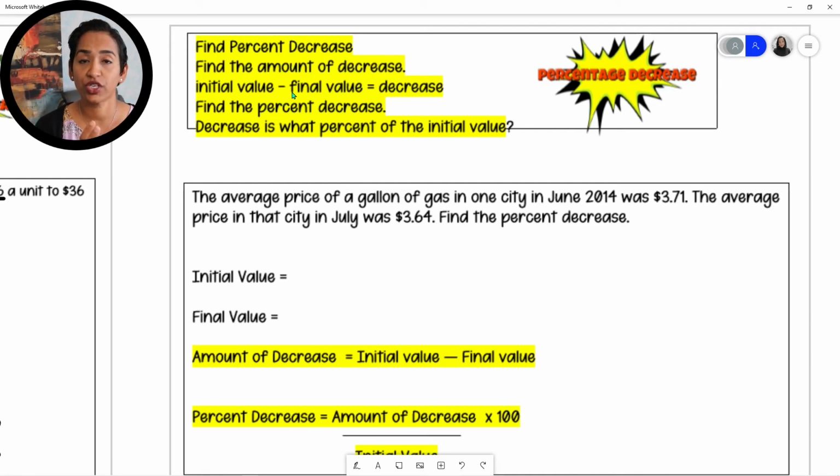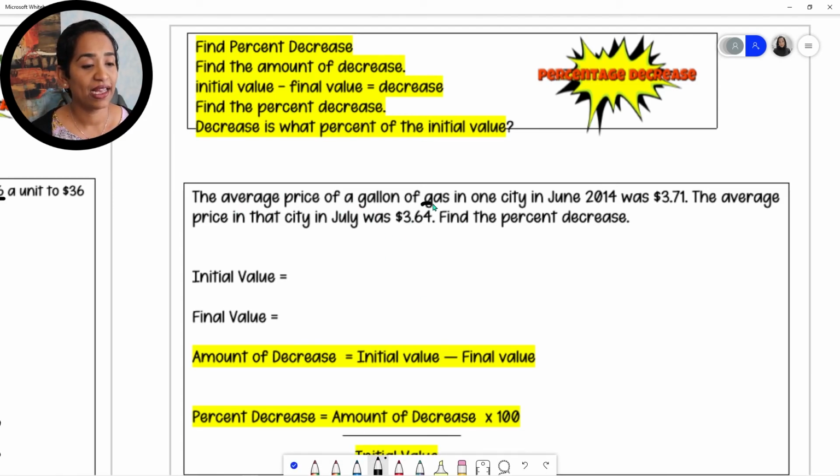For percentage decrease, it's initial minus final. You just flip around. All right, let's take a look at this. The average price of a gallon of gas in one city in June 2014 was $3.71. The average price in that city in July was $3.64. So from $3.71, it came down to $3.64.